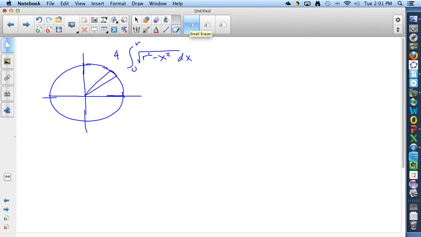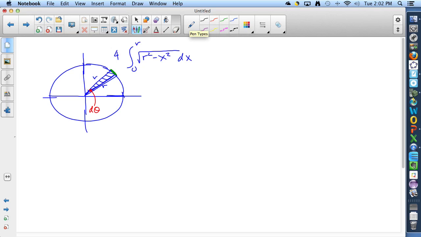I'm going to take this little pie slice. Now, this pie slice has a measure of an angle in here, and I'm going to call that angle d theta. It's going to be a really, really small angle. And this is r, and this is r. And I need to figure out what that is.